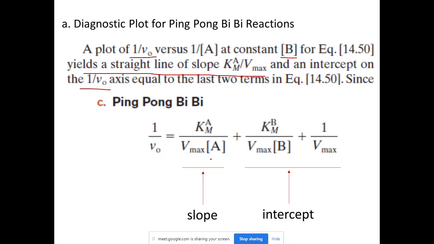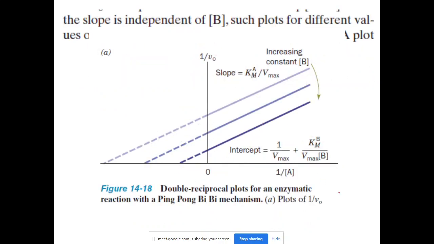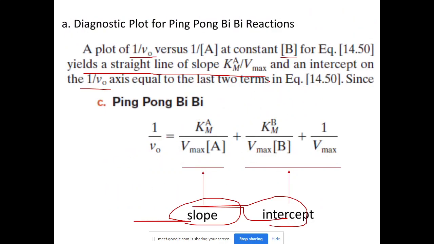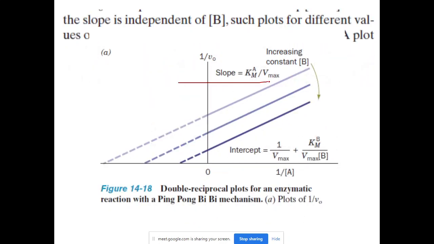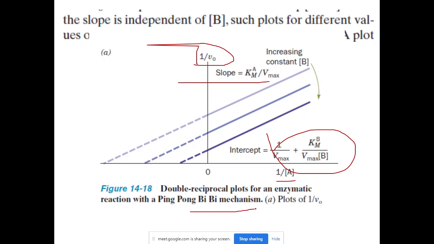So this is the ping pong reaction we have seen. This is the reaction for this. This will be the slope and this will be the intercept, right? So this will be y equals mx plus c. Now the slope is independent of B, and here you can see the slope Km, which you have seen from here. This is a slope and this will be the intercept. We have the intercept here. The graph is drawn between 1/V0 versus 1/substrate concentration. So this is for the ping pong mechanism.